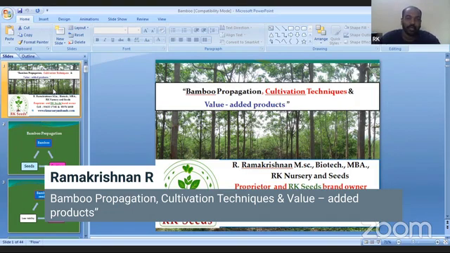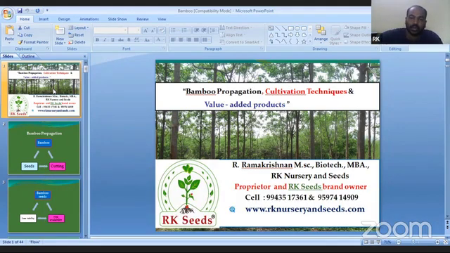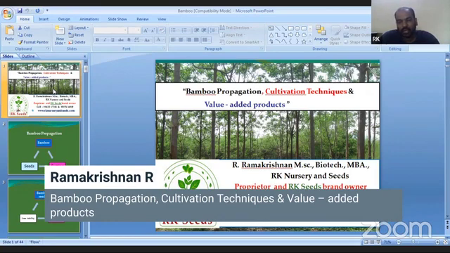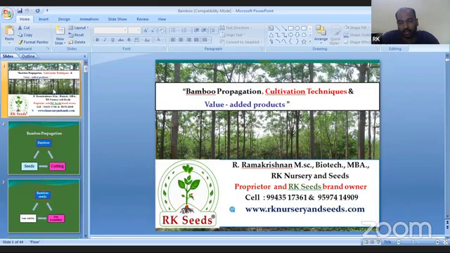Today we talk about bamboo propagation, cultivation technique, and value-added products. In the last two PowerPoint presentations I covered bamboo in general. So now, how to propagate the bamboo? What techniques are available to propagate the bamboo plant? And cultivation technique and value-added products. So we will talk about them one by one.